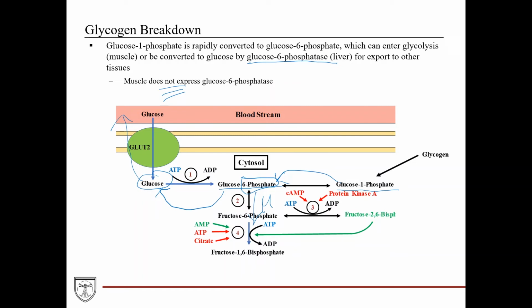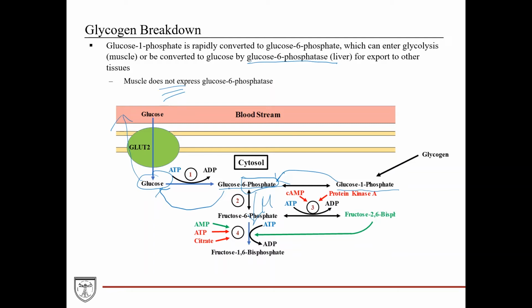Number one, remember the muscle during exercise is not like the liver. It uses the glycogen it breaks down. It's not breaking down glycogen to glucose and then exporting it to other tissues like the liver is. So that's one reason: there's no point in being able to convert it back to glucose, because it's going to use it right there.